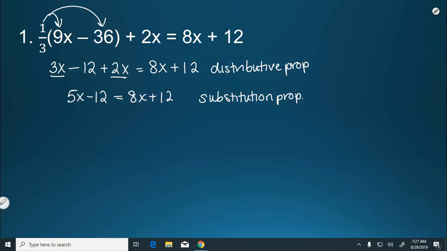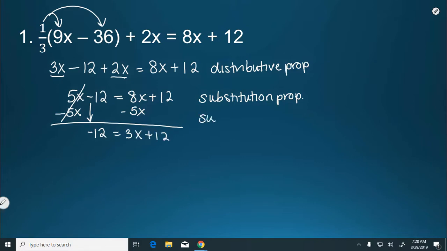Now I want to combine like terms on opposite sides of the equation, starting with the x's. So I have a smaller coefficient of 5, which is smaller than the 8, so I'm going to subtract 5x from both sides. Make sure you bring down a negative or a minus sign that now acts as a negative. I get negative 12 equals 3x plus 12, and that was using the subtraction property of equality because I subtracted 5x from both sides.